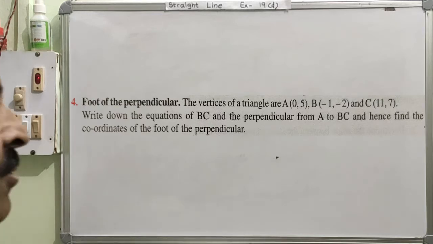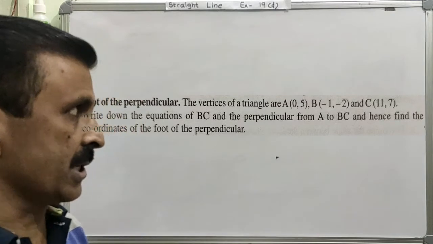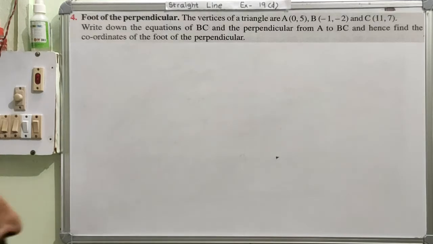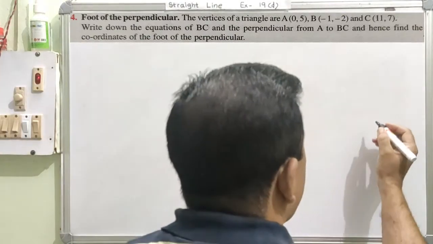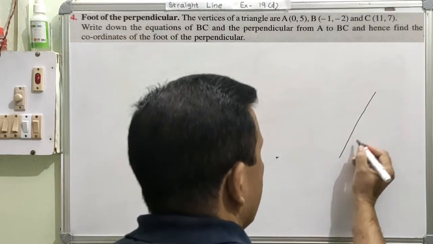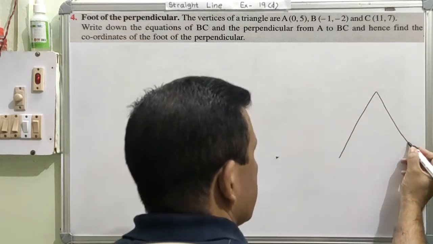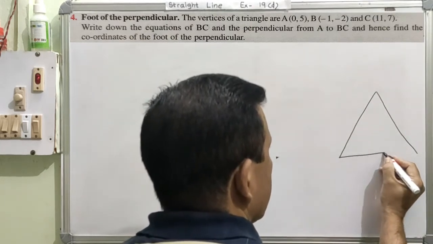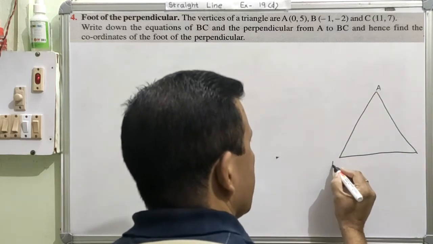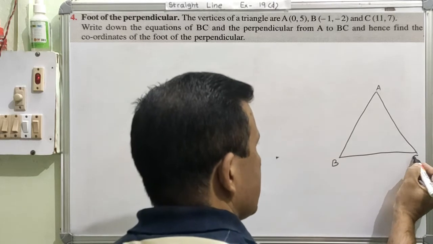In order to understand this question, first of all, let us have the diagram. With the diagram, the question will be more clear. We have a triangle. This is A, B, and C.